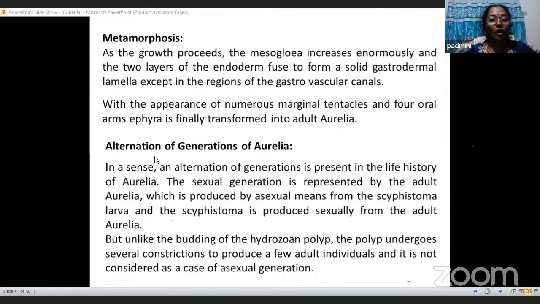So here you will find alternation of generation in Aurelia. What is an alternation of generation? That is, the sexual generation is represented by an adult Aurelia, which is produced by an asexual polyp form. So that is why it's called alternation of generation. That is by means of scyphistoma larva or scyphistoma, you call them. And this scyphistoma is produced sexually from an adult Aurelia. So Aurelia is going to give rise to a scyphistoma. Scyphistoma is again going to give rise to Aurelia. So alternation of generation of asexual and sexual reproduction occurs over there.